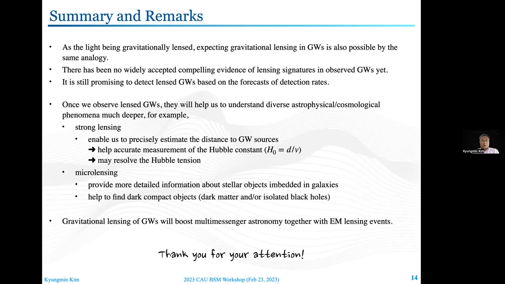And on the other hand, if we detect a microlensed gravitational signal, it will provide more detailed information about the stellar objects embedded in galaxies, and it will also help find dark compact objects like dark matter or isolated black hole systems. So I believe that the gravitational lensing of gravitational waves will boost multi-messenger astronomy together with EM lensing events. Okay, thank you for your attention.